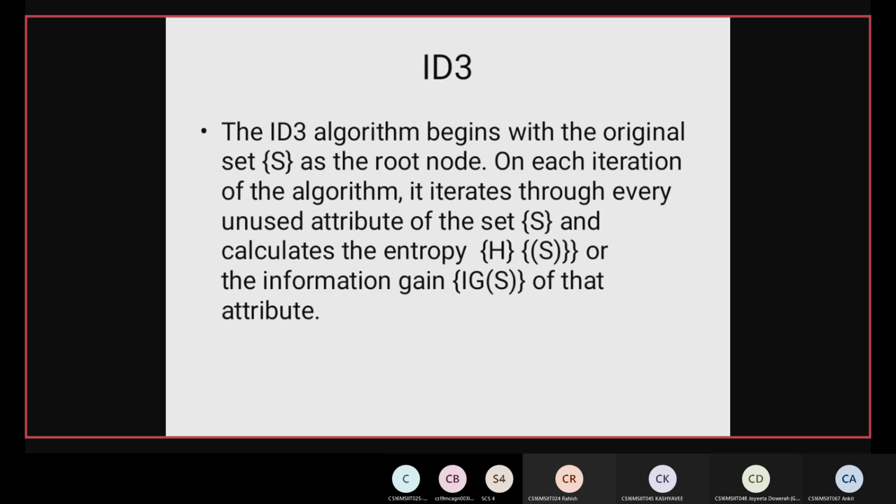Okay, I have not discussed the algorithm, but iterative dichotomiser works like this: first it starts from the root node, the initial point. So the original set is S. On each iteration of this algorithm, it iterates through every unused attribute. We'll consider that and calculate the entropy. After calculating the entropy, we will calculate the information gain of the set, that is the original set of that attribute. So I have discussed a little bit of entropy.